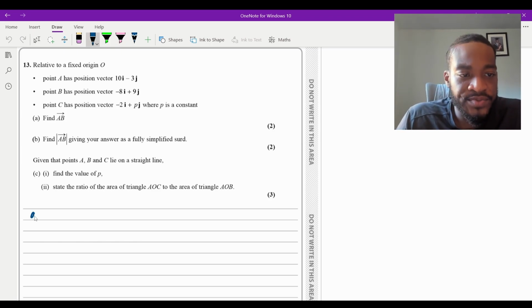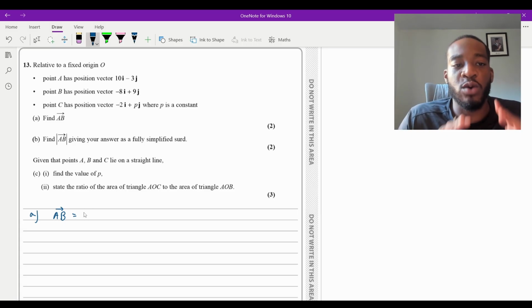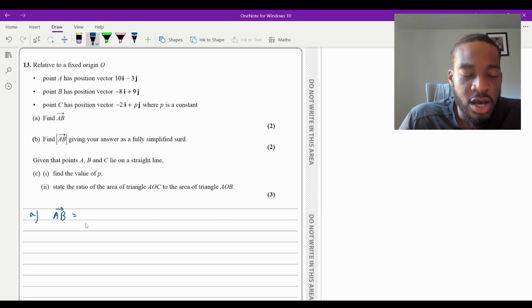So part A, let me just change the thickness of it actually. So part A, AB, we know it's just b minus a, isn't it? And I'm going to write this as a column vector just so it's easier. I personally just prefer column vectors, but the question is in ij form. So once I'm done, I'm going to put it in ij to get the marks. So it's going to be b minus a. The vector b is minus 8, 9. A is 10, minus 3.